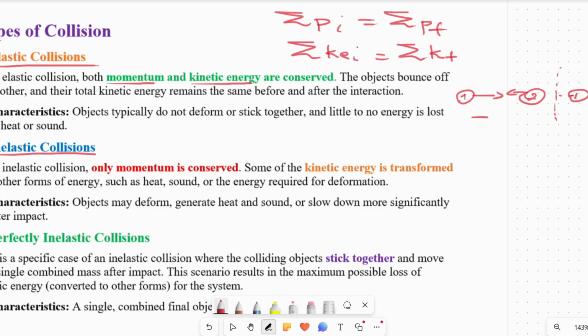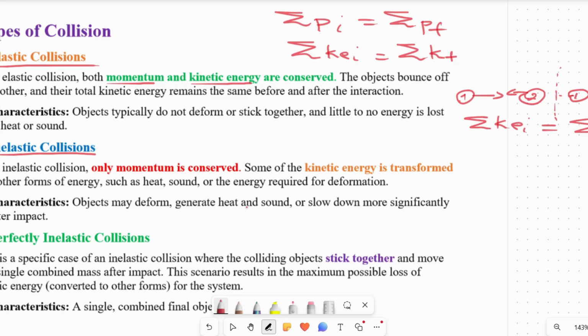So we are saying the total kinetic energy before and the total kinetic energy after must be the same. So that is what we mean by its concept. So some characteristics of a collision: how can you see that they are elastic in nature?